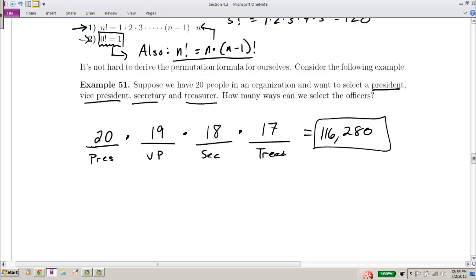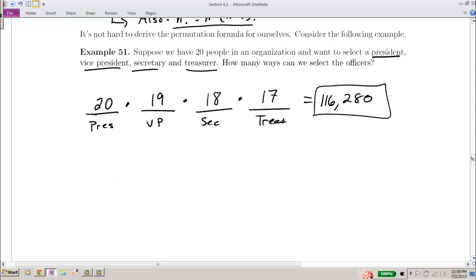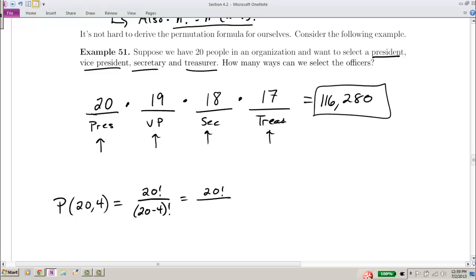Now, we could also think of this as a permutation, meaning I'm going to select 4 people from that group of 20, and the order matters because the order that I choose them in will determine which office each person serves in. And so that would be considered a different selection under these circumstances. And so I'm going to take a permutation. I've got 20 and I'm selecting 4. And our formula says this should be 20 factorial over (20 minus 4) factorial. So 20 factorial over 16 factorial.